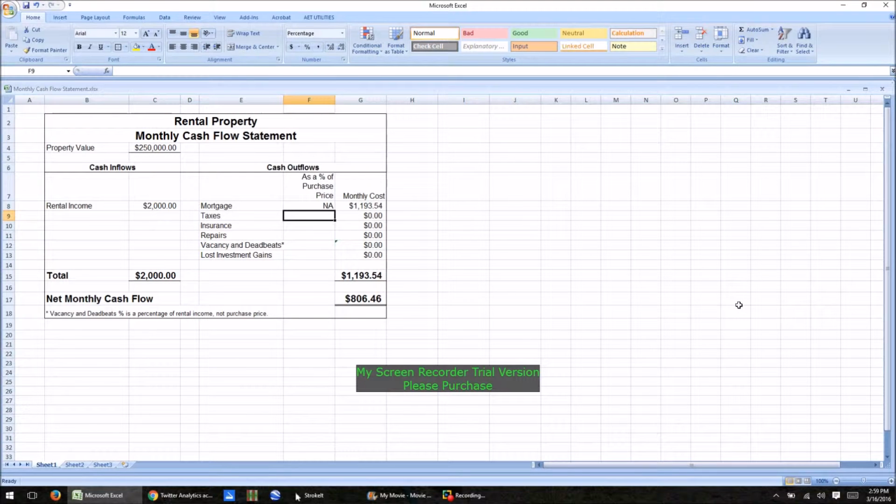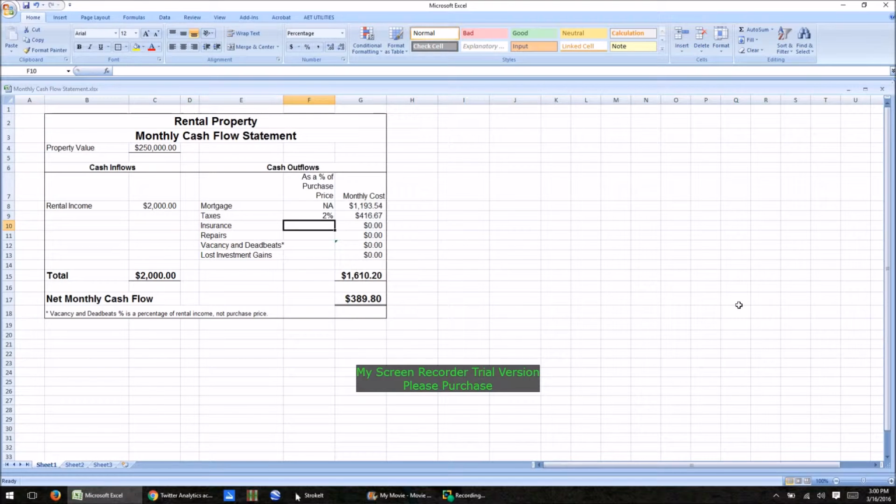Taxes are different everywhere. In the Northeast, taxes are high. In the South, taxes are quite low. You just have to find out through, say, the property appraiser's office or even the seller what taxes are for that property. Often, many localities have a formula where they base it off of the property value. In my area, it's about 2%. So I'm going to type in 2% of the property value is your property tax cost every year. And that comes out to $416 a month.